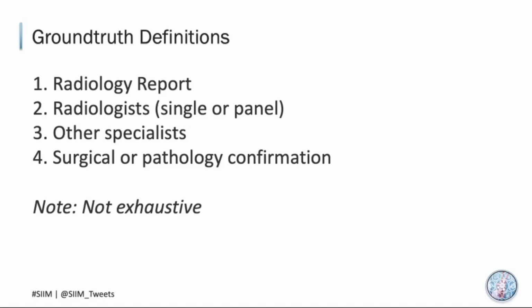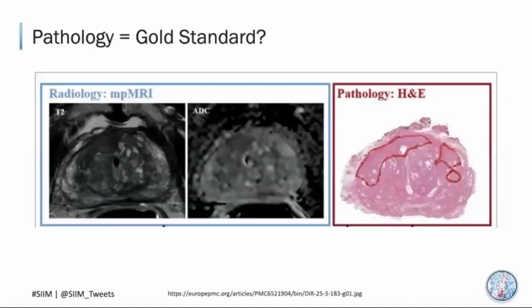One common concept in radiology is rad path correlation, where pathology analysis of tissue obtained from biopsy or surgery is often considered the gold standard. However, even for pathology, there can be disagreement between pathologists, and so the true gold standard can be more elusive than one may naturally assume.